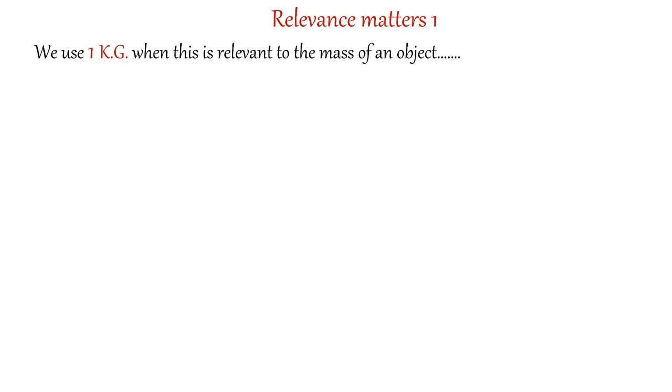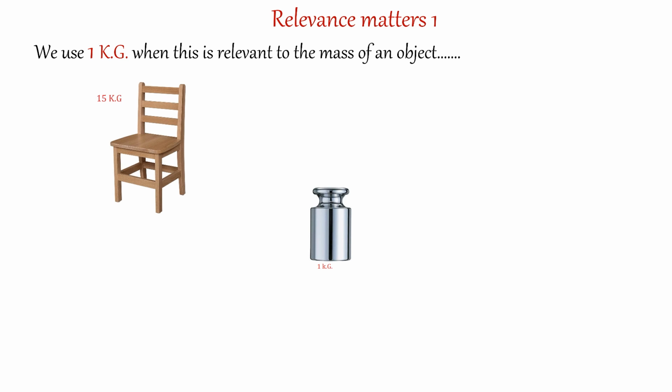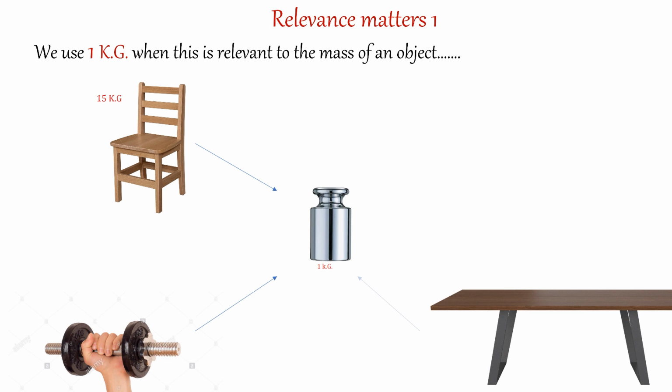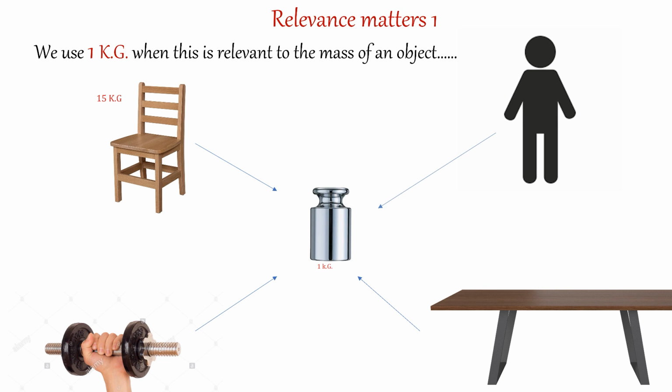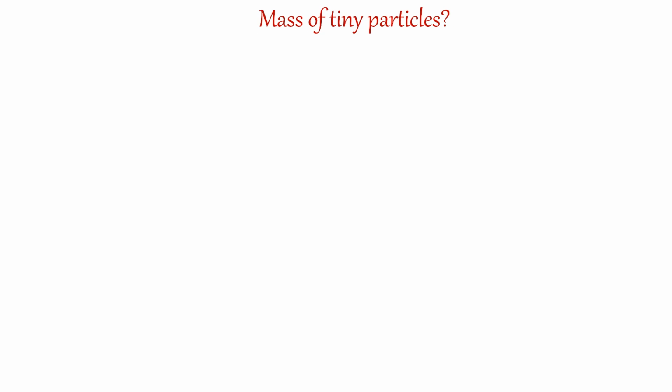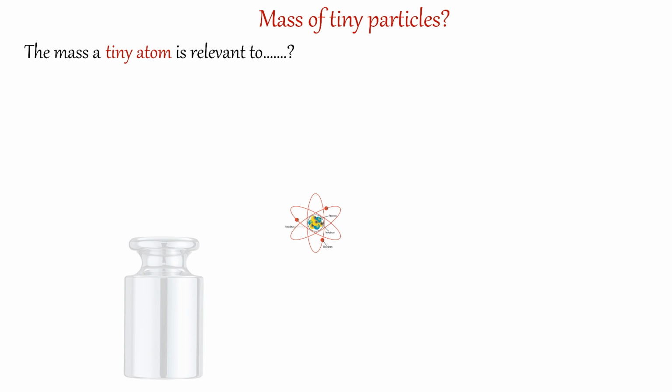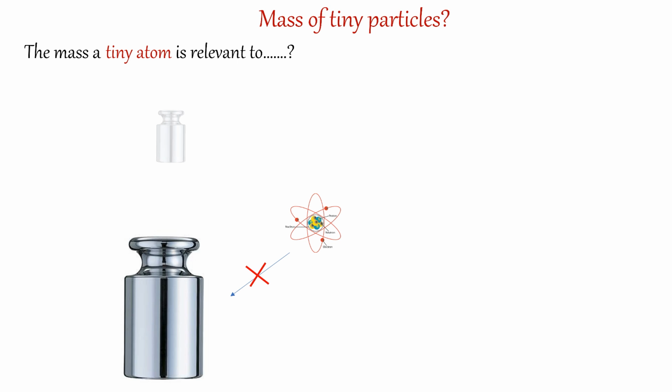Relevance matters. We use 1 kg when this is relevant to the mass of an object. This is 1 kg here. We measure the mass of a chair in kg. We measure the mass of a dumbbell in kg. We measure the mass of a table in kg and the mass of a person in kg because these are all relevant. What is the mass of a tiny atom relevant to? If you think of measuring the mass of a tiny atom with ton, this is not relevant. If you think of the mass of an atom with kg, this is not relevant. Is this relevant to milligram or microgram? No. This is better relevant to another atom because the mass of a tiny atom is small and the mass of another tiny atom is also small.